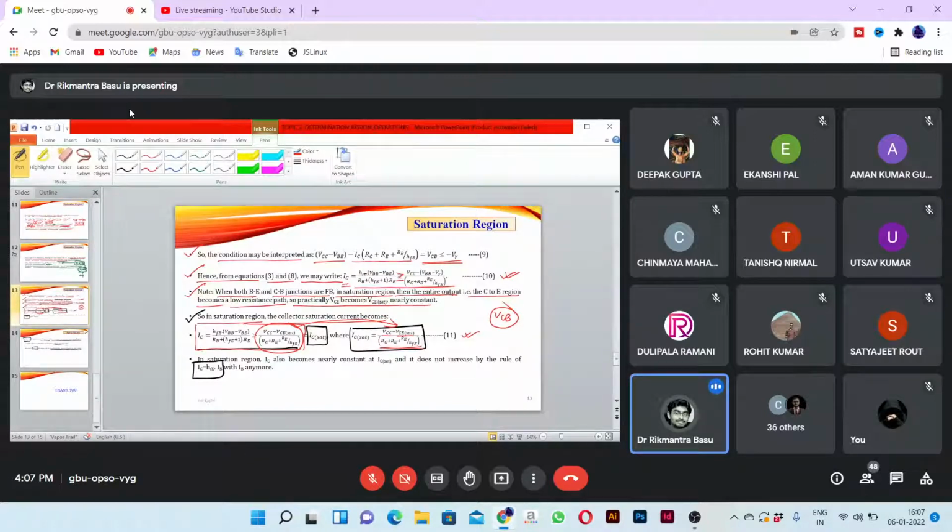If you know this condition is to be maintained, then you already know I should not increase my VBB beyond a certain value. I should not increase the knob of my function generator so that VBB goes beyond that value, so that the IC value does not cross this particular value if I want to operate my transistor in the saturation region. So in the saturation region, IC also becomes nearly constant at IC sat, and it does not increase by the rule of IC equals HFE into IB with the base current anymore.